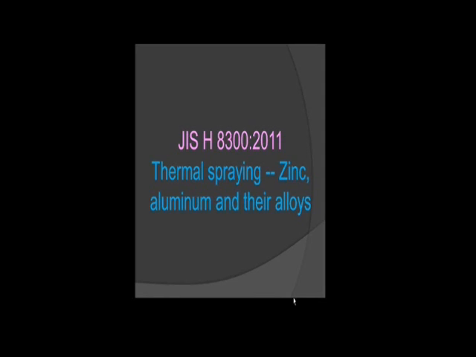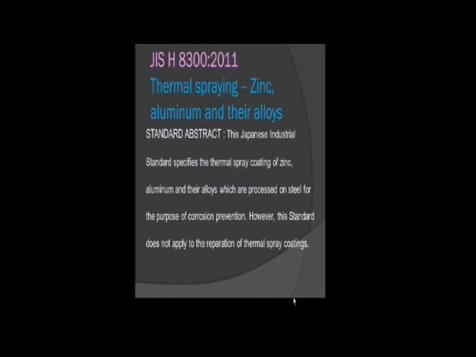Then, the JIS H8300-2011, or thermal spraying zinc, aluminum, and their alloys. This Japanese industrial standard specifies the thermal spray coating of zinc, aluminum, and their alloys which are processed on steel for the purpose of corrosion prevention. However, the standard does not apply to the preparation of thermal spray coatings.